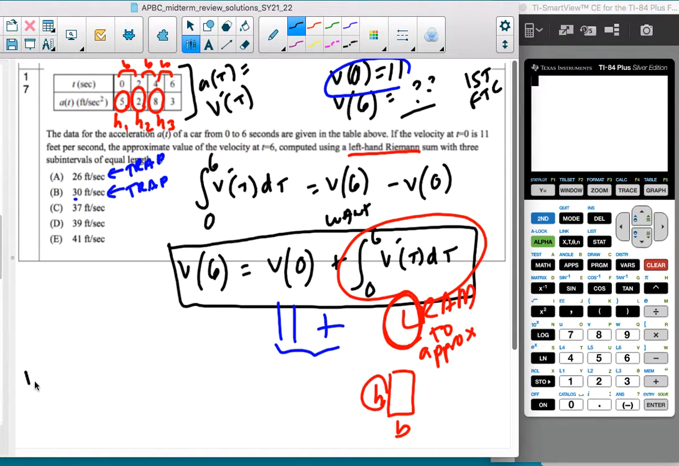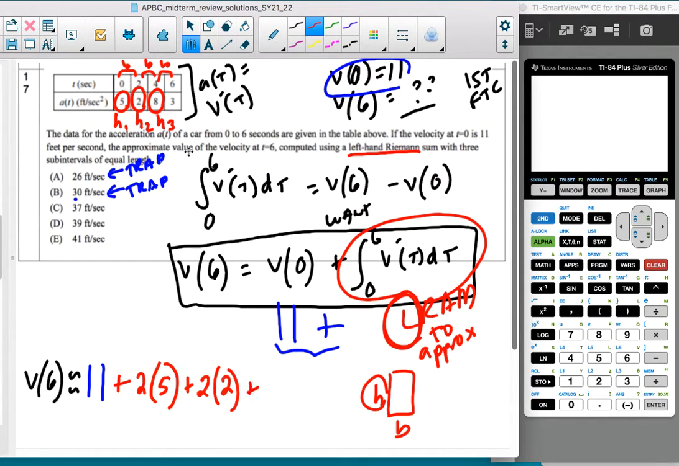So my v of 6 is going to be approximately, and I don't want to forget that 11, plus, well, the first box has a width of 2 and a height of 5, so 2 times 5. The second box also has a width of 2, but the height is 2. And the last box still has a width of 2, because 4 to 6 is 2, but has a height of 8. So now I just need to add those numbers together.